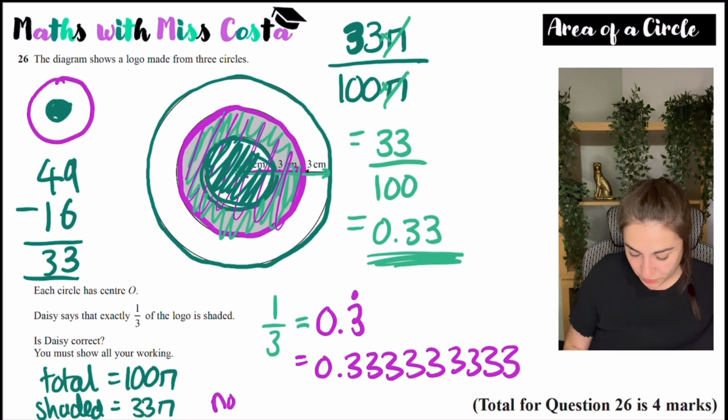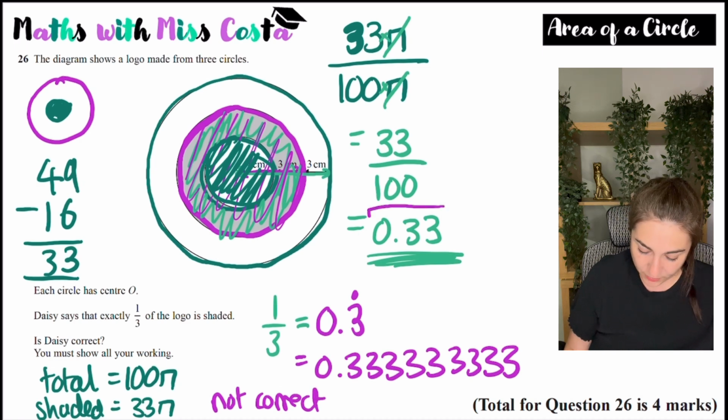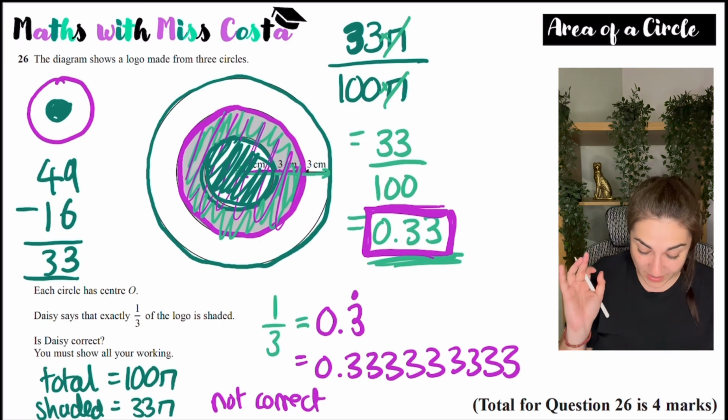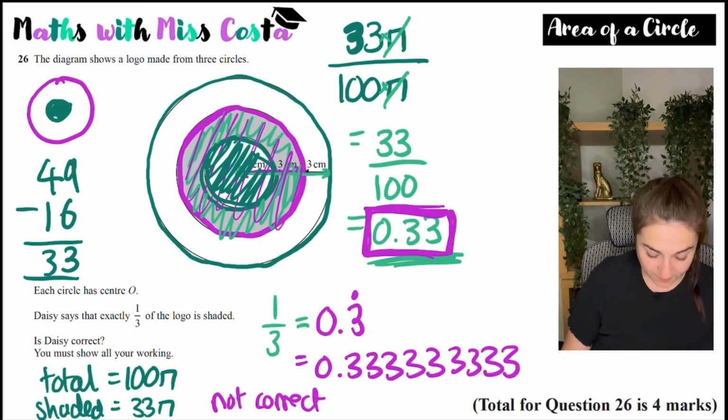So Daisy is not correct. She is very close, but only 0.33 of the shape is shaded, whereas a third is 0.3 recurring, which is slightly larger. So it's quite a tricky question, but there's lots of marks that could be picked up along the way.